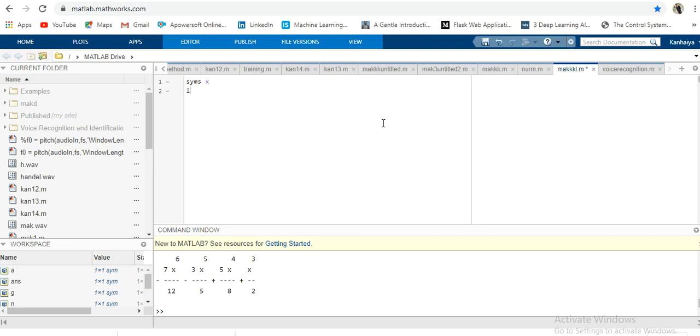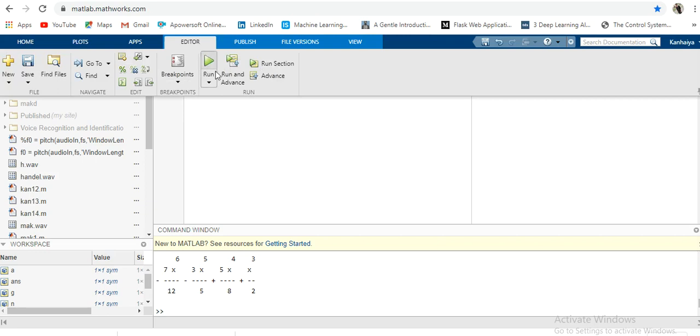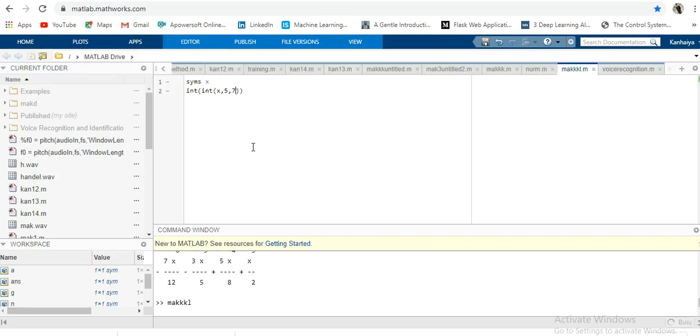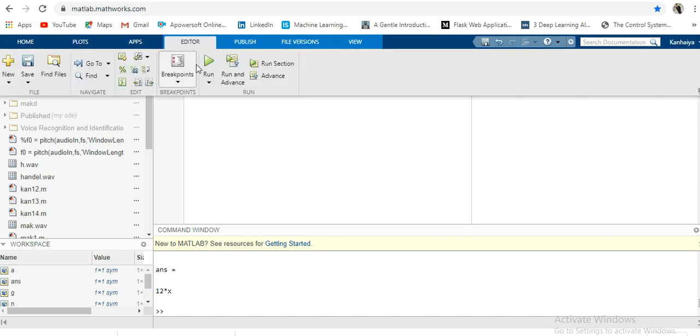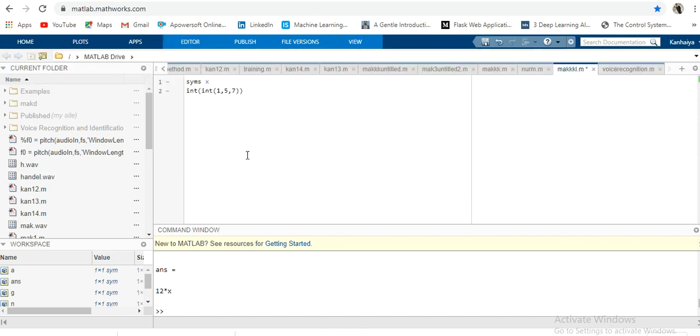Okay, int y equal to, we will solve for y equal to x. Int, that means we will integrate x, and the limit will be 5 to 7. It should give x square by 2, that means 12x. Yeah, it's correct, 12x. Okay, let's try for a constant value. If we try for a constant value, it should give 2.